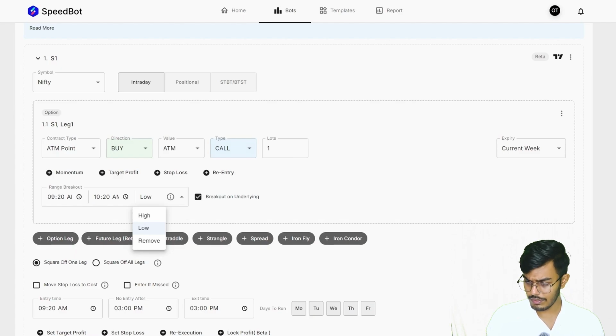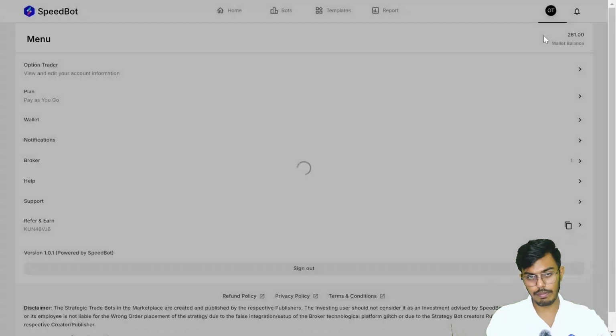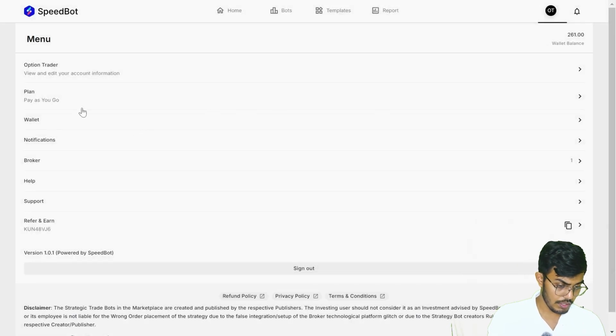Okay, so next question is from Mr. Subbaswamy. Mr. Subbaswamy would like to understand how the pricing works at SpeedBot. So in order to understand about the pricing, Mr. Subbaswamy, what you can do is you can go over to the menu and over here.